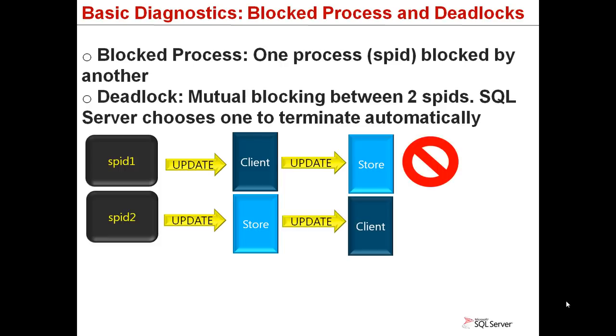And finally, the second transaction will try to update the client and it will be blocked as well. But since it is a mutual blocking situation and this spid was the one who caused the mutual blocking, it will be chosen as the deadlock victim by SQL Server, which will terminate the process automatically.